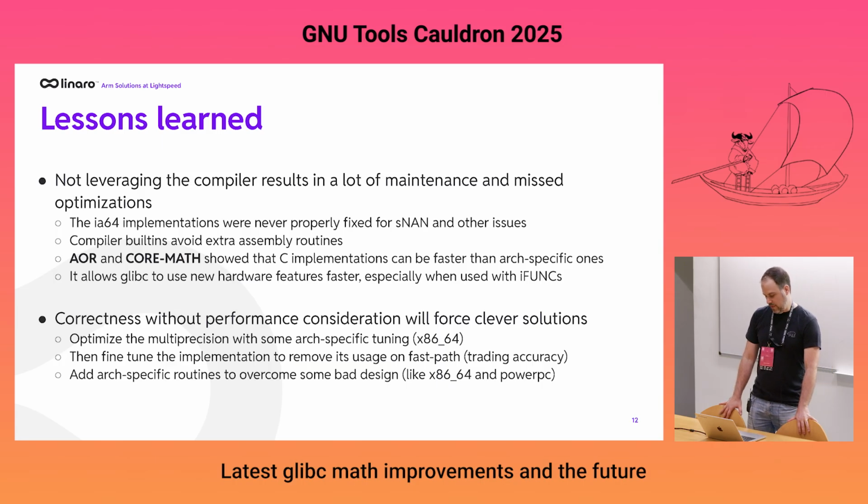Another thing is that correctness without performance consideration will force clever solutions. If you have a bad or not well-designed implementation initially, maintainers will try to come up with clever solutions to optimize bits of that implementation where they think they can. So we have x86 with ifunc support for the multi-precision math library, a lot of clever solutions with some fast paths, and we end up with a whole assembly implementation that ends up being slower than the generic, well-designed one.